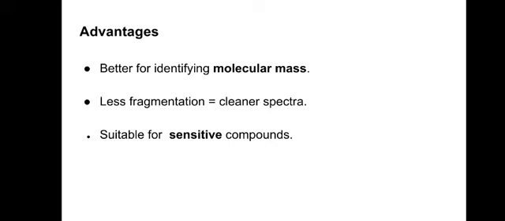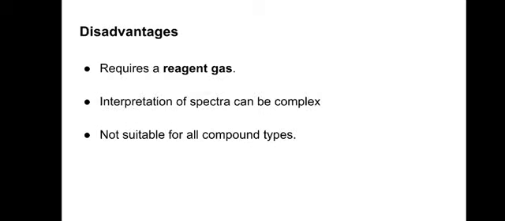It has some advantages and disadvantages also. Advantages include that chemical ionization is better for identifying molecular mass. It involves less fragmentation, which gives cleaner spectra. It is suitable for sensitive compounds. Disadvantages include that it requires a reagent gas. Sometimes interpretation of spectra can be complex. It is not suitable for all types of compounds.